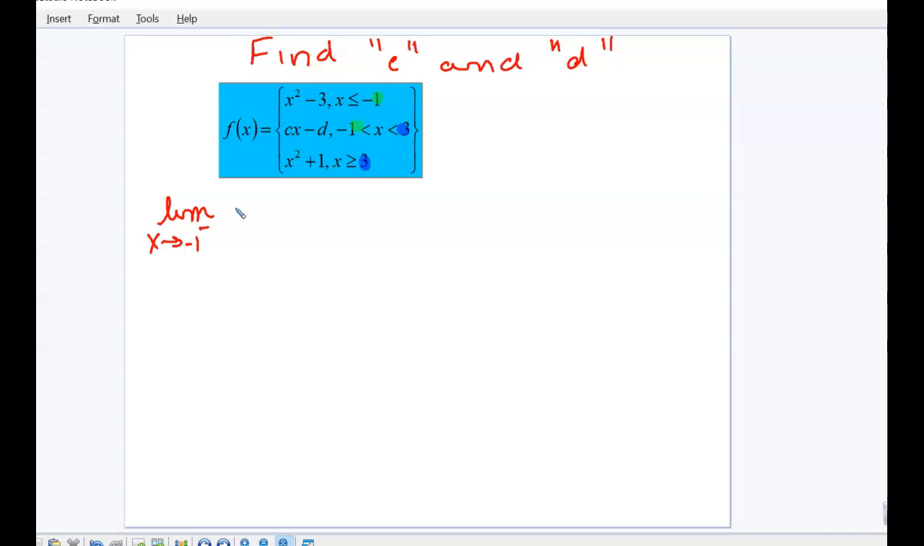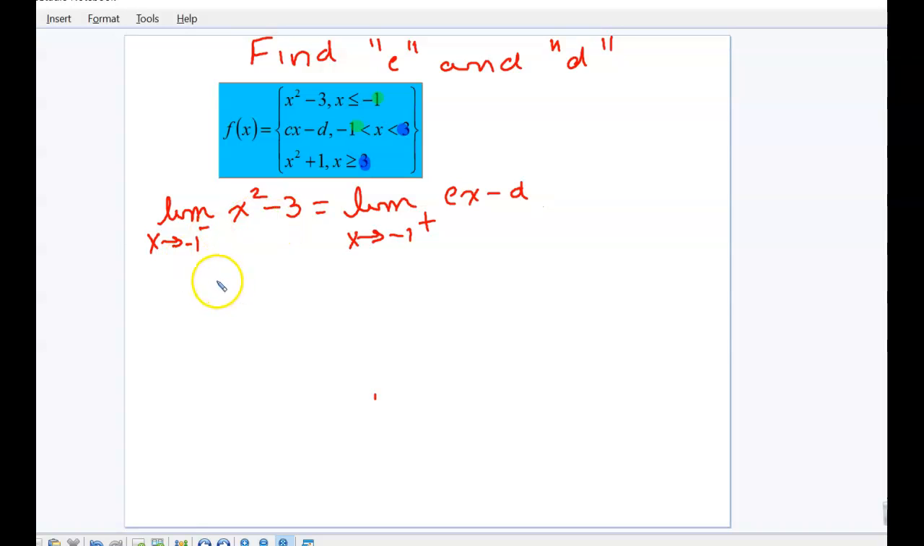So we're going to have to say the limit as x approaches -1 from the left. If I approach -1 from the left, I'm using the function x squared minus 3. And this must equal the limit as x approaches -1 from the right, and that would be the function cx minus d.